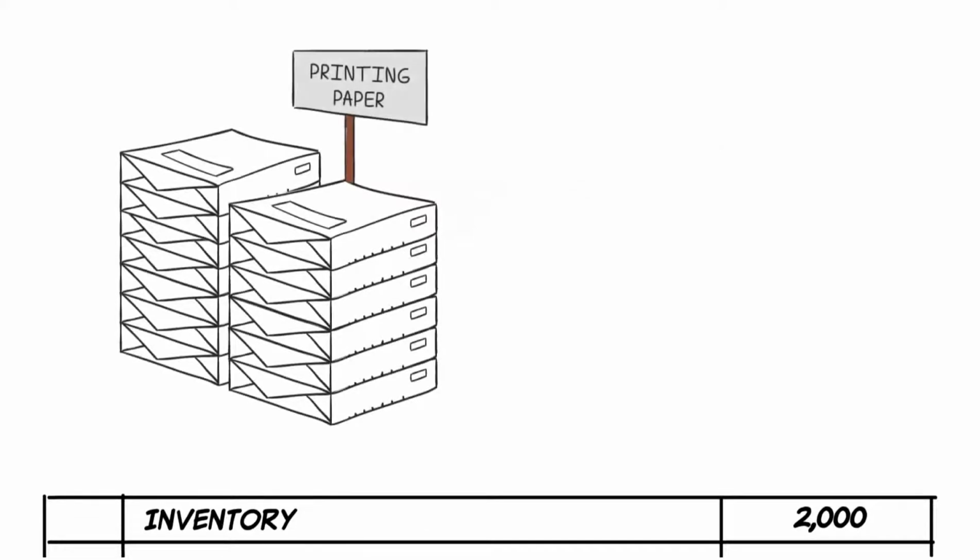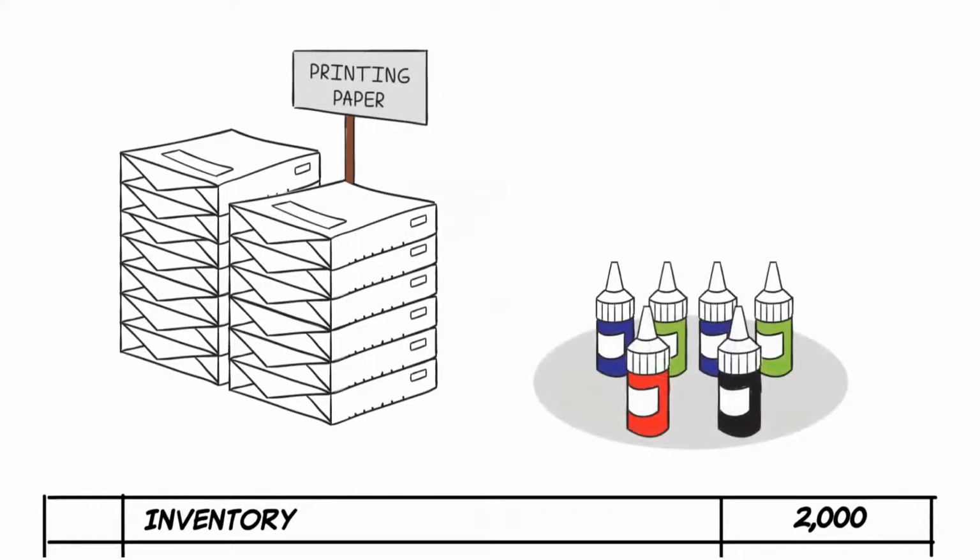Inventory includes raw materials, work in process, and finished goods that can be used or sold relatively quickly for cash. Other current assets include prepaid expenses and deposits.